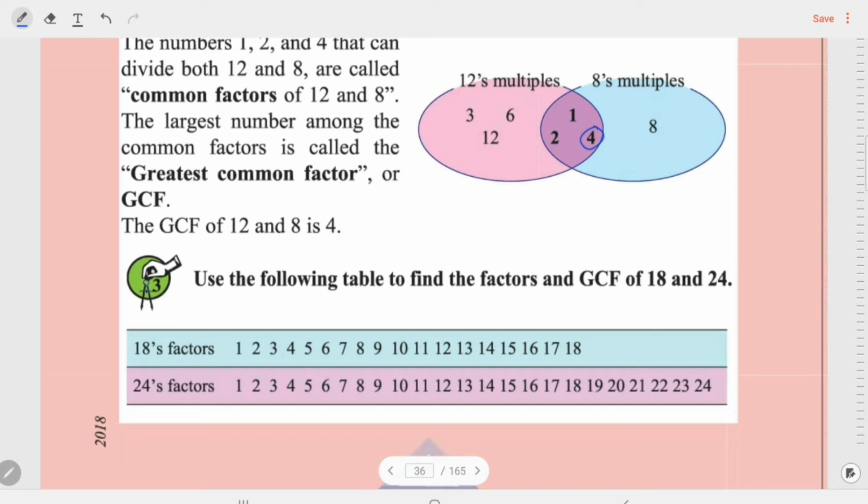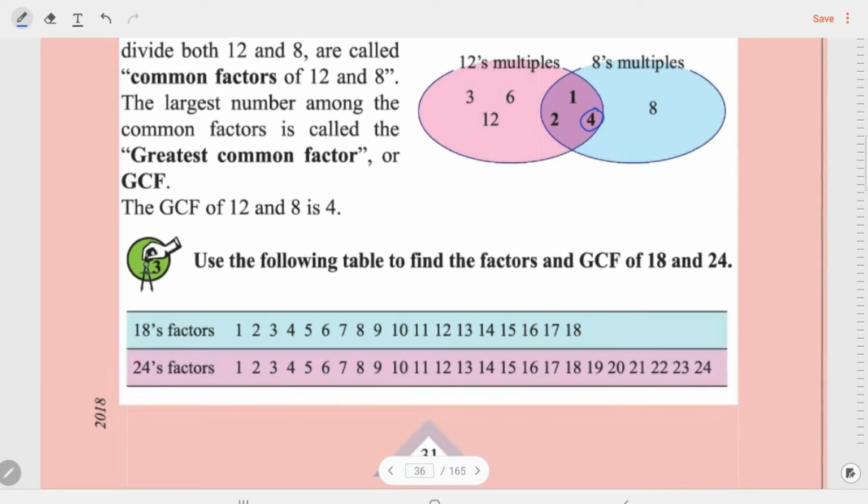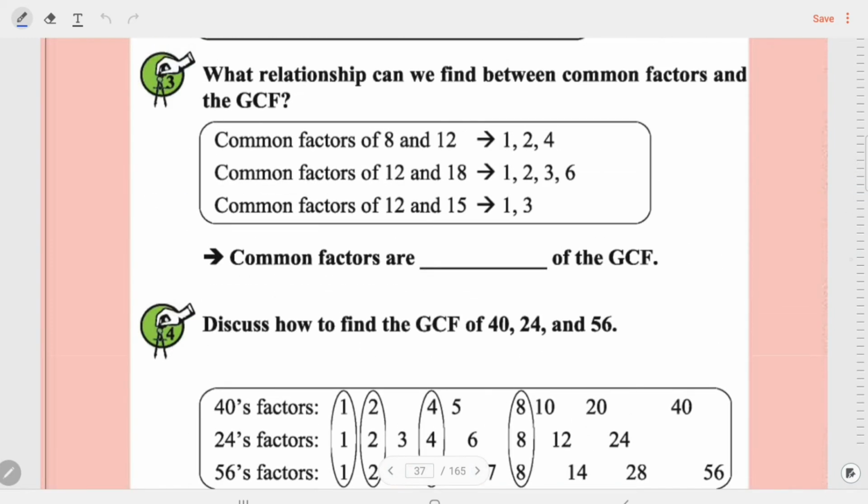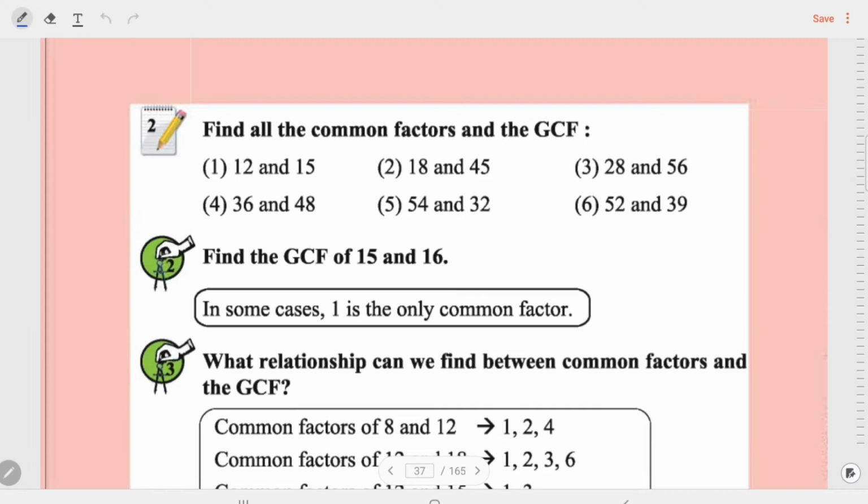18 factors are what? 18. 2 sixes are 36. Okay, like that you have to proceed. Forget about it. We'll see another example.